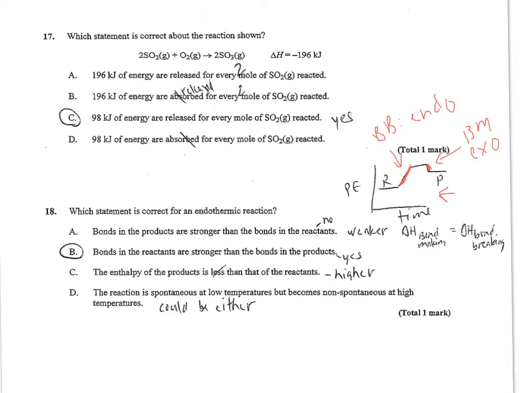Bonds in the reactants are stronger than the bonds in the products. Yes, that's true because the bond breaking here takes a lot more energy being put in to break it. So A and B, one of those has to be true, that the bonds in the products are stronger or the bonds in the reactants are stronger. So C and D we really don't even have to consider. But if we look at them, enthalpy of the products is less than that of the reactants. No, it's more, it's higher up. And the reaction is spontaneous at low temperatures but becomes non-spontaneous at high temperatures. We have no idea. We haven't been given any information about this endothermic reaction.